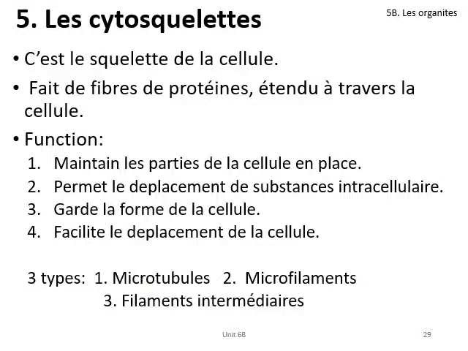The cytoskeleton is the skeleton of the cell. It is made up of protein fibers that spread throughout the cell. It functions to hold the parts of the cell in place. It allows movement of intercellular substances. It keeps the shape of the cell, and it facilitates the movement of cells, such as muscle cells.